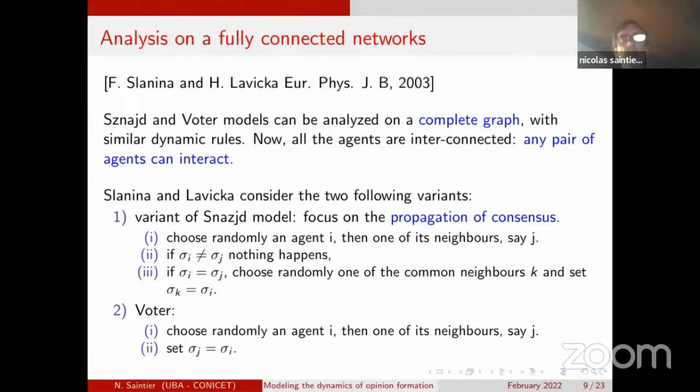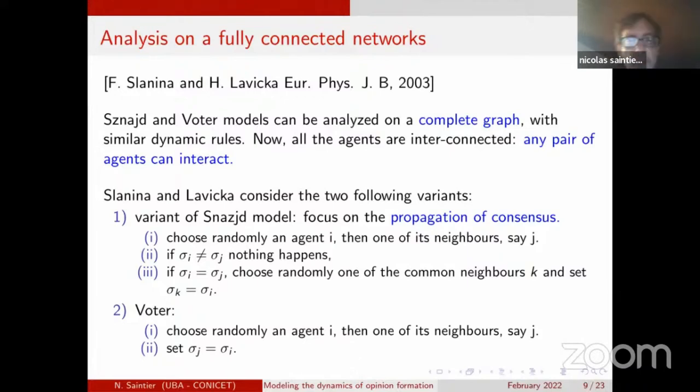Okay, so first of all, we will analyze the dynamic of Sznajd-Weron and the voter dynamic on a complete graph, meaning that everybody in the population can interact with everybody. Obviously this is not realistic. At the scale of a country, not everybody can interact with anybody, of course. So you have to put, in that case, a network of relationships. But from a mathematical point of view, it simplifies things a lot. So we'll stick with this complete graph assumption. And Slanina and Lavica just simplified the dynamic of Sznajd-Weron a little bit. They just focused on the propagation of consensus.